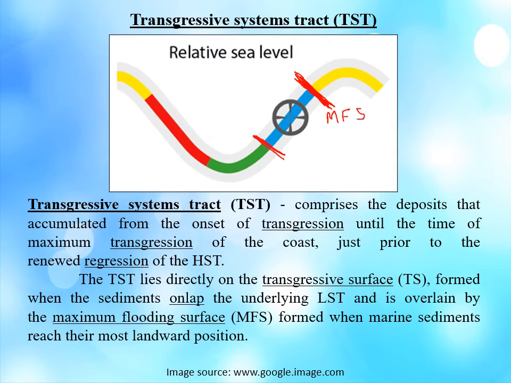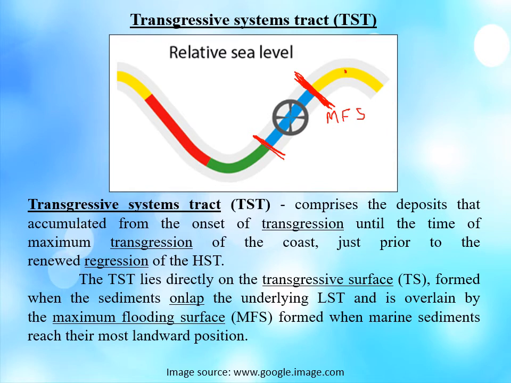Now it comes to your mind that after that point my sea level is also increasing. So why is this called the maximum flooding surface? If sea level is increasing, then my shoreline will also shift more towards the landward part. So why is the MFS there, not here?